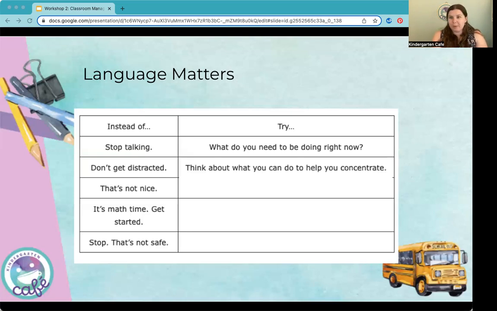Instead of, oops, I spoiled it. Instead of don't get distracted, say, think about what could help you concentrate. So again, you've already had lessons on this. You've practiced this, modeled it. You've already talked about it. So now it's just a quick reminder. Hey, what do you think you might need to help you concentrate? Think about it.